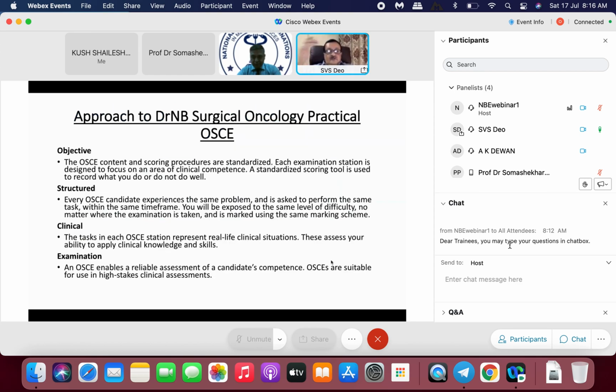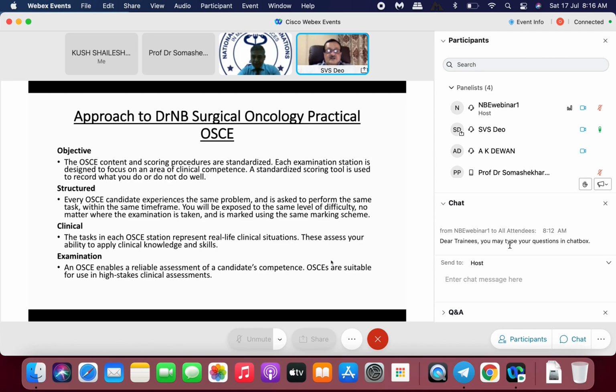The beauty of the OSCE is that it is objective and structured, an assessment of technical skills in a standard fashion. The scoring procedures are standardized. There is no bias of the examiner, no mood swings of the examiner. The gray areas of the conventional examination are not there in OSCE. Each examination station is designed to focus on a specific area.